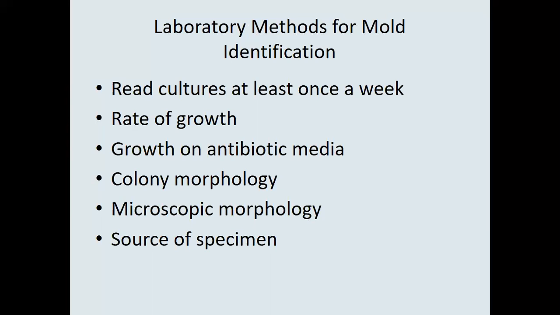Because you have to look at how quickly it grows. Some of the more pathogenic, the dimorphic fungi, grow on media with antibiotics, others won't. And then the colony morphology can be really helpful. The source of the specimen can be helpful. I mean, if you've got a respiratory sample, you wouldn't be looking for something like ringworm, for instance, the organisms that cause that. So that can help you some.